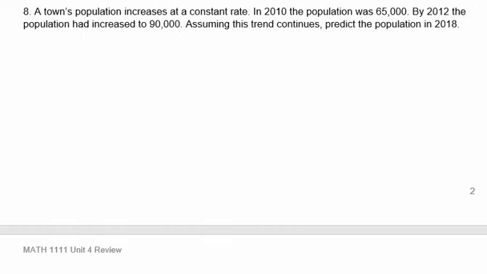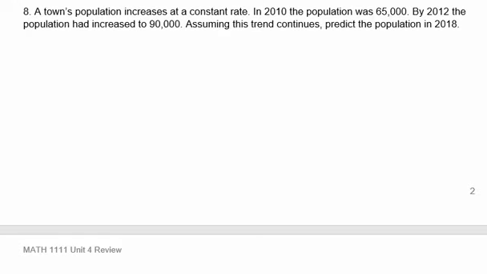For number 8, suppose a town's population increases at a constant rate. In 2010, the population was 65,000. By 2012, the population had increased to 90,000. Assuming the trend continues, predict the population in 2018.